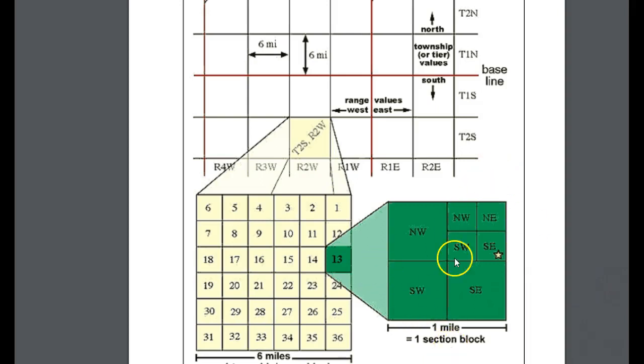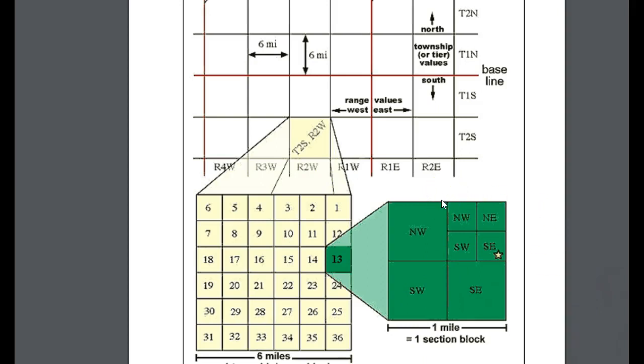All right, so in a regular section, this would be the northwest quarter, the southwest quarter. This quarter right here that has the star in it, there would be 16 of these in the section. So you call it by a quarter of a quarter. This would be referred to as the southeast quarter of the northeast quarter. This would be referred to as the southwest quarter of the northeast quarter, and so forth.